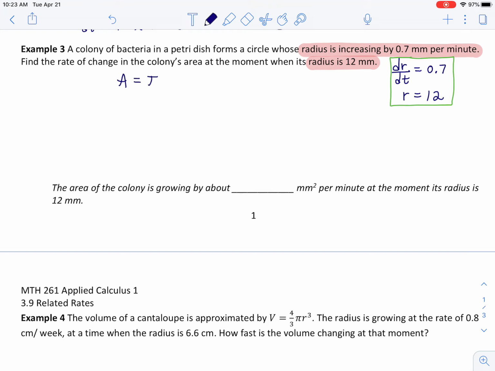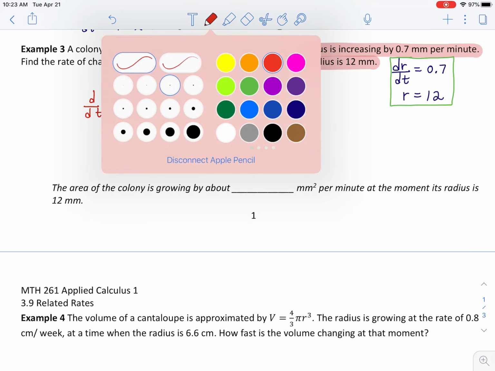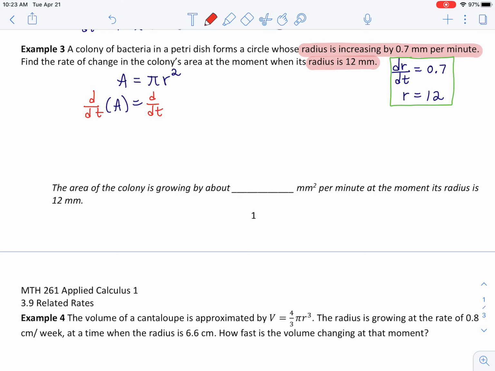All right, you ready? So let's go ahead and write the area of a circle first, which they didn't give to us, but we know what that is. Area of a circle is what? Pi times r squared, isn't it? So what I'm going to do is take the derivative of this area function with respect to time. So then I'm going to get d/dt of area equals d/dt of pi r squared. That's what I'm doing right now.